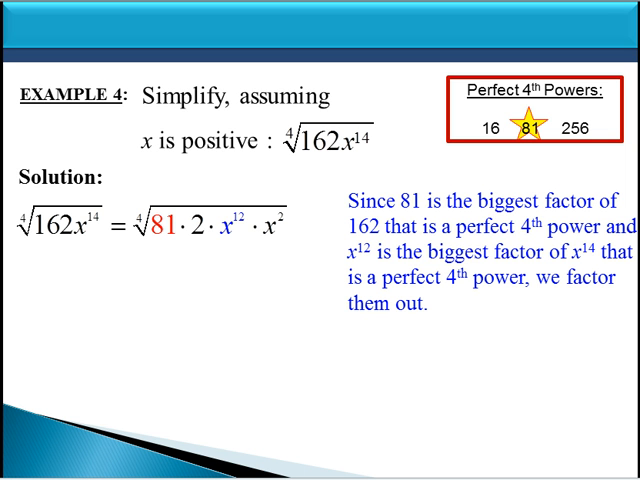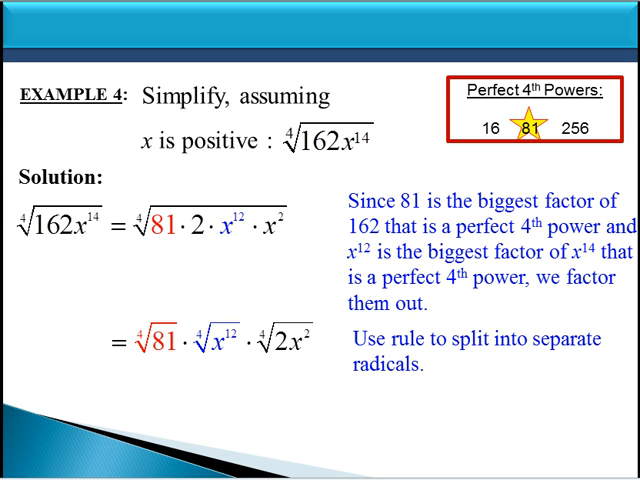So now we're ready to use the rule that says that we can take the 4th root of each of these factors separately. So we're going to take the 4th root of the perfect 4th powers first. So 81 and x to the 12th, we're going to take the 4th root of those first. And the 2 and the x squared, we're going to keep those underneath the 4th root sign because they're not perfect 4th powers. And now we can simplify our perfect 4th powers.